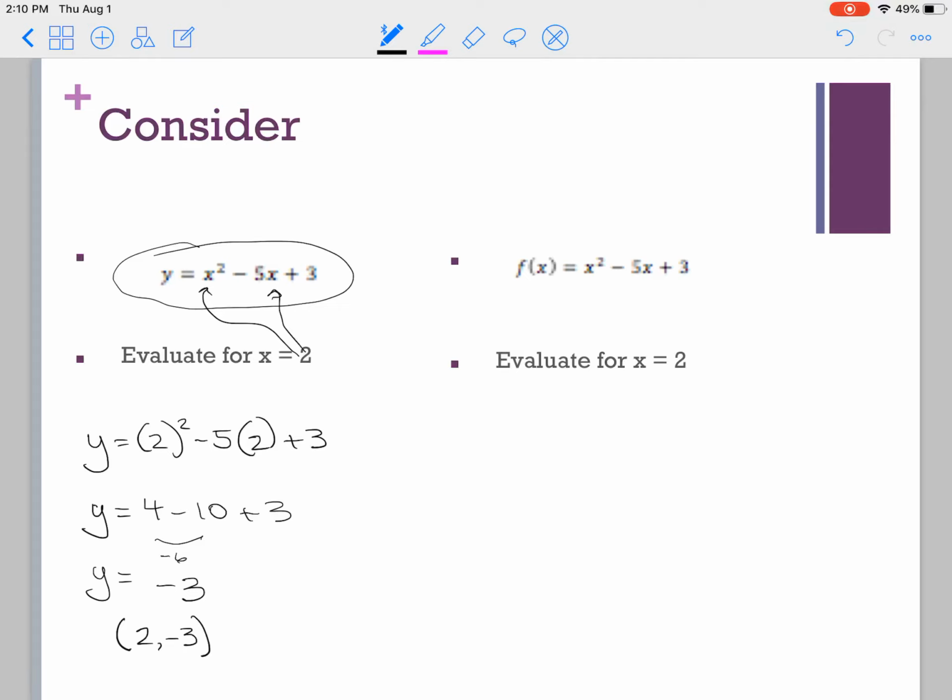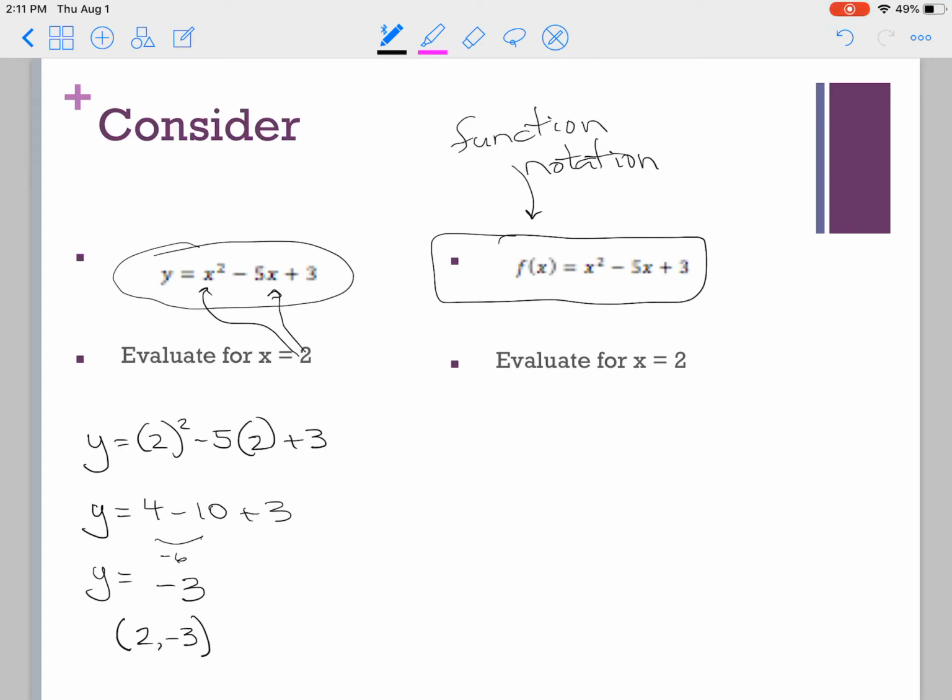Now the second example over here, they kind of look a little bit different. However, they're just the same. This is where we do f of x like that. That's called function notation. So that tells me, hey, this is a function, because they used function notation. There's no difference. F of x and y for us is the exact same thing. When we write our ordered pairs, we're going to do just like we did over here.